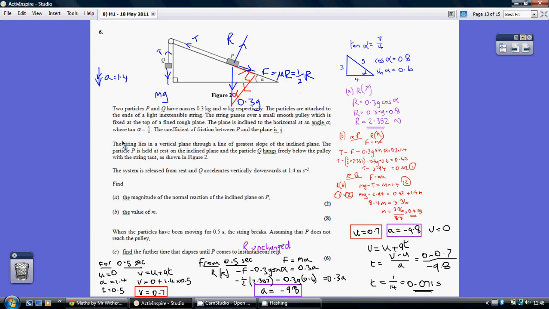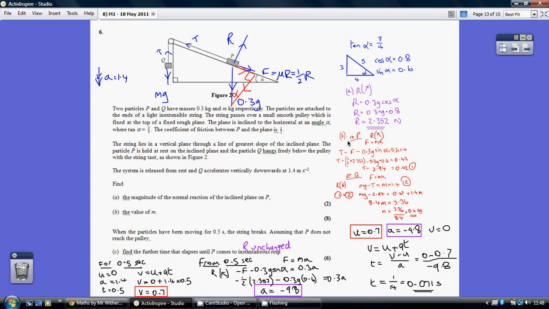The other thing, again, it cropped up earlier in the paper, because tan alpha equals 3 over 4, cos alpha is 0.8 and sin alpha is 0.6. Now for part A, we just resolve in this direction, so R equals 0.3g cos alpha. Cos alpha being 0.8, so R equals 2.352.